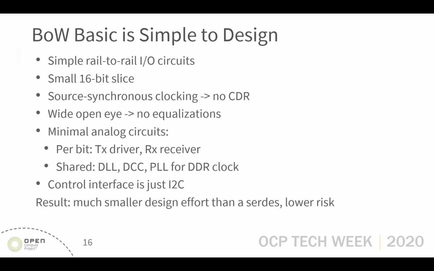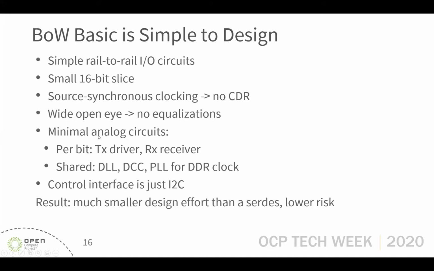BoW Basic is designed to be simple to design. It uses rail-to-rail I/O circuits. It uses a small 16-bit slice, so there isn't much skew from the clock to the data bits related to that clock. Because of the source synchronous clocking, there's no CDR. Because of the short links, we have a wide open eye, so there's no equalization required.